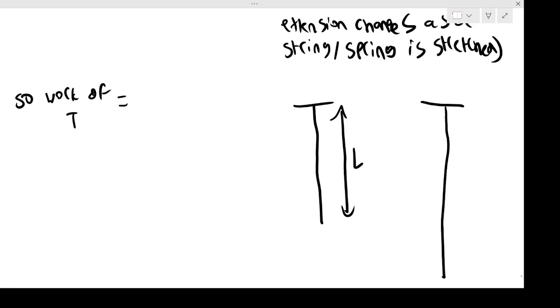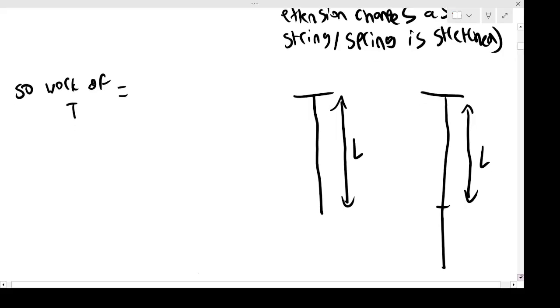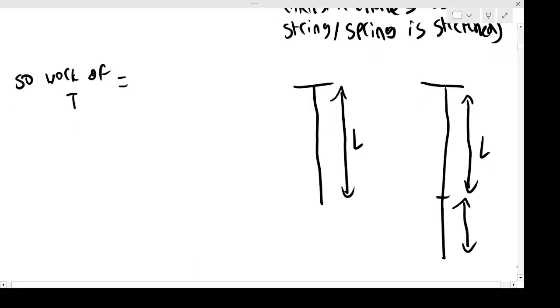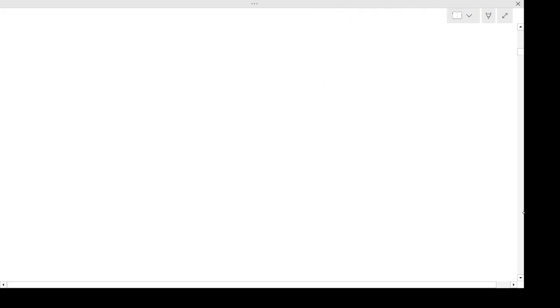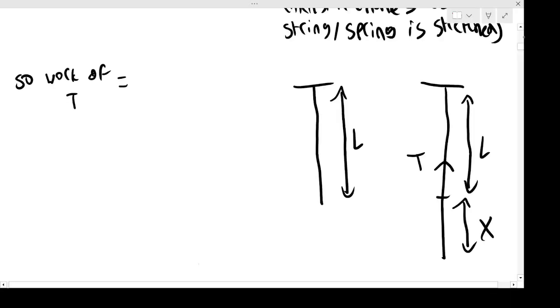So it still has a natural length of L, but then has some extension, which I'm going to say is big X, okay? Hopefully you can see that, and that will cause a tension force to act upwards to oppose the downward stretch. Okay, so hopefully happy with that.